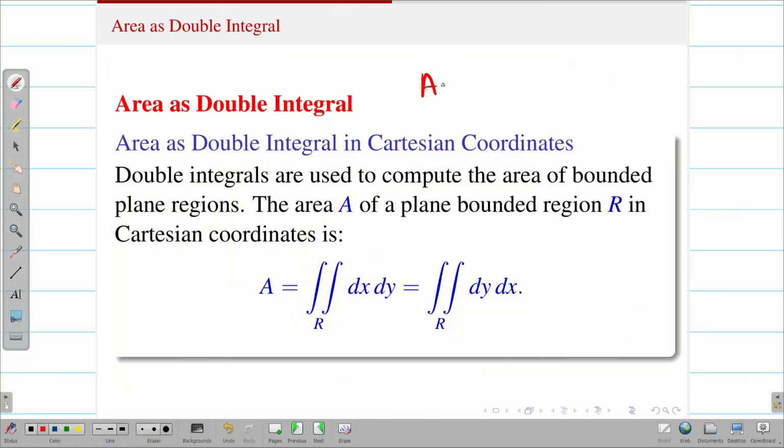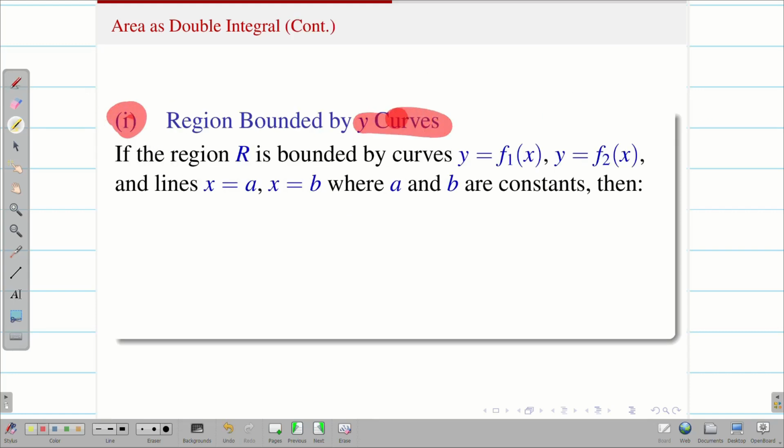The formula for finding area is simply the double integral dy dx over the region R, which is equal to the double integral over the region R dx dy. According to the question, we can fix either y as variable or x as variable, whichever is easy and compact for us. Case 1: if I am taking the region bound by y curves, that means x is constant, x equal to a to b. In this case, y is the variable.